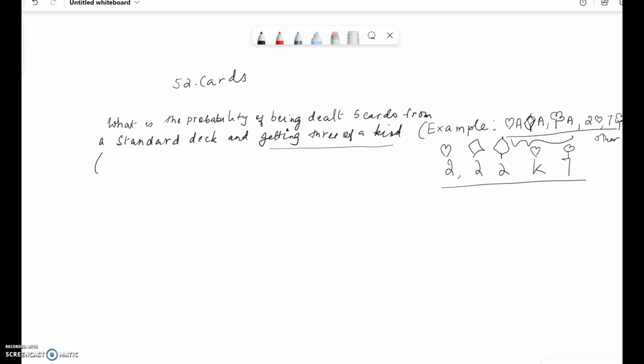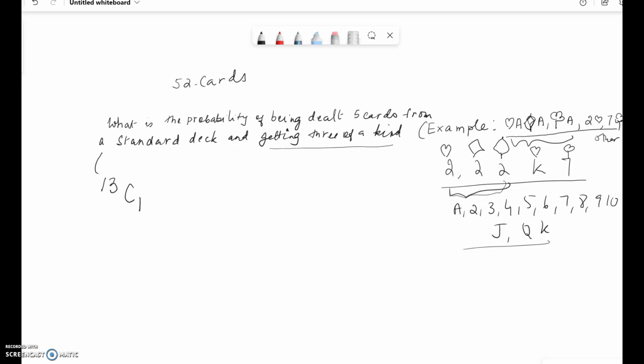So this could be any denomination. It could be an ace, it could be a 2, 3, 4, 5, 6, 7, 8, 9, 10, jack, queen, king. So there's a total of 13 different types of denominations that could make the 3 of a kind. Okay, so it could be any one of the 13 possibilities that I've listed here. So we first do 13 choose 1.